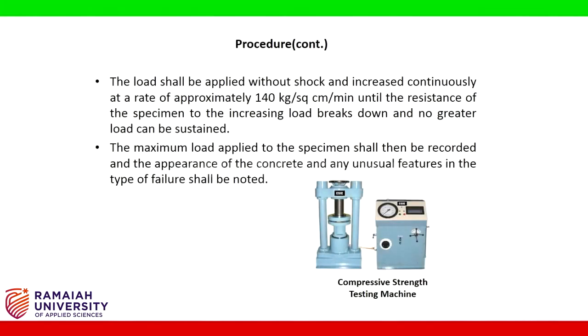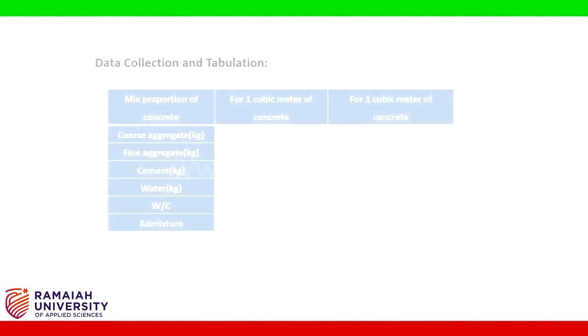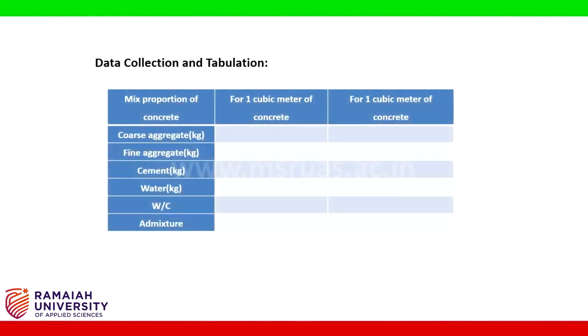The load shall be applied without shock and increased continuously at a rate of approximately 140 kg per square centimeter per minute until the resistance of the specimen to the increasing load breaks down and no greater load can be sustained. The maximum load applied to the specimen shall then be recorded, and the appearance of the concrete and any unusual features in the type of failure shall be noted. Data collection and tabulation is as shown in the table.